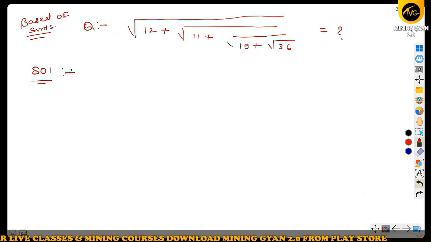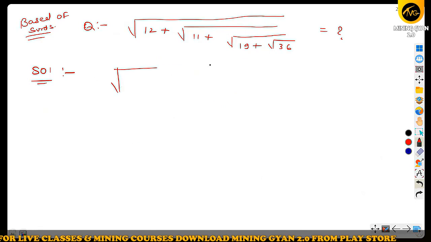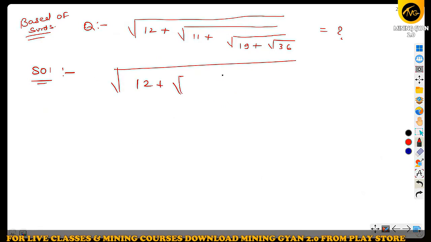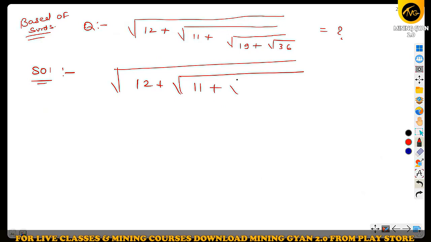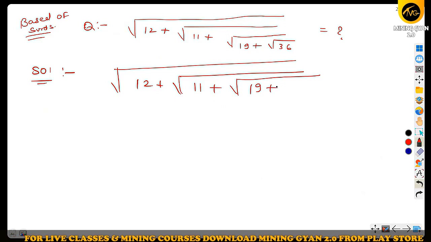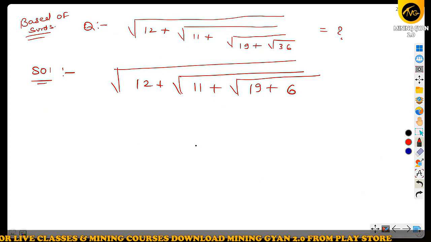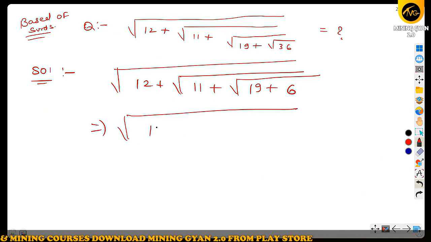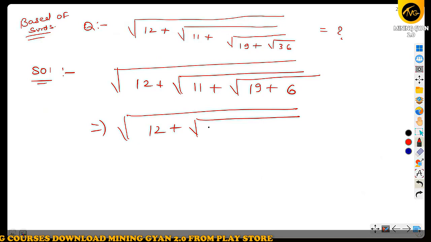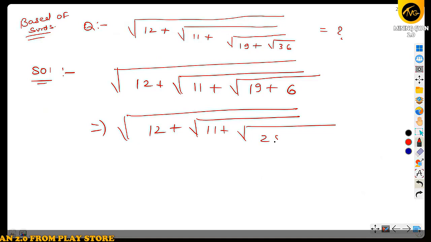Okay, 12 plus root 11 plus under root 19 plus 36. What is root 36? Root 36 is equal to 6, correct? Now similarly, 12 plus under root 11 plus, we can easily add 19 plus 6, that means 25.